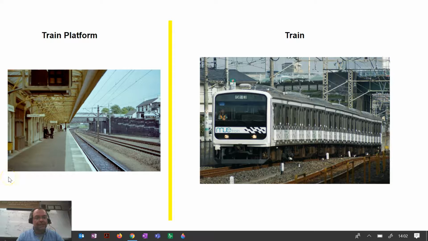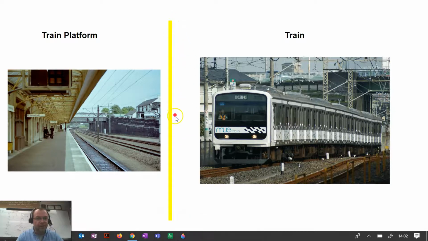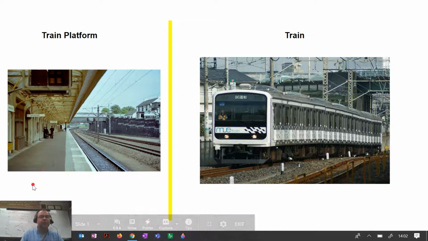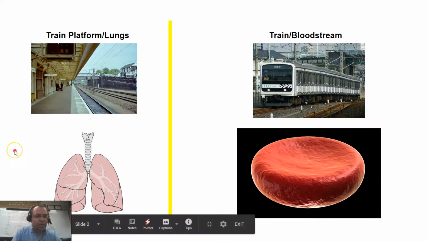So let's take a look at gas exchange in the lungs and gas exchange in the end tissues, the somatic tissues. In order to do this, we can use a train analogy. Here's the train platform on the left-hand side, here's the train on the right, and in between the two is the warning track that separates the train platform from the actual track. In this example, we're going to start with the lungs.